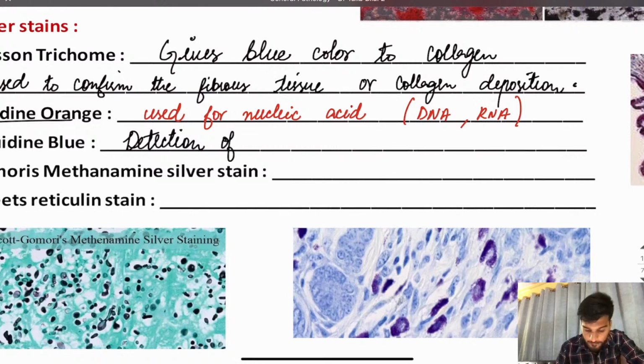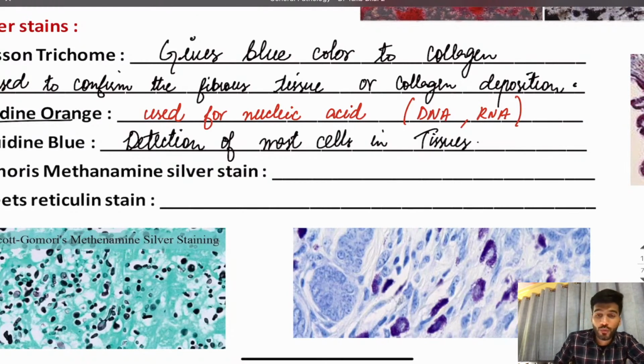Detection of mast cells in tissues. Okay, detection of mast cells in tissue. A simple question was asked: mast cells secrete what? Histamine. Okay, mast cells secrete histamine, which is a vasodilator.